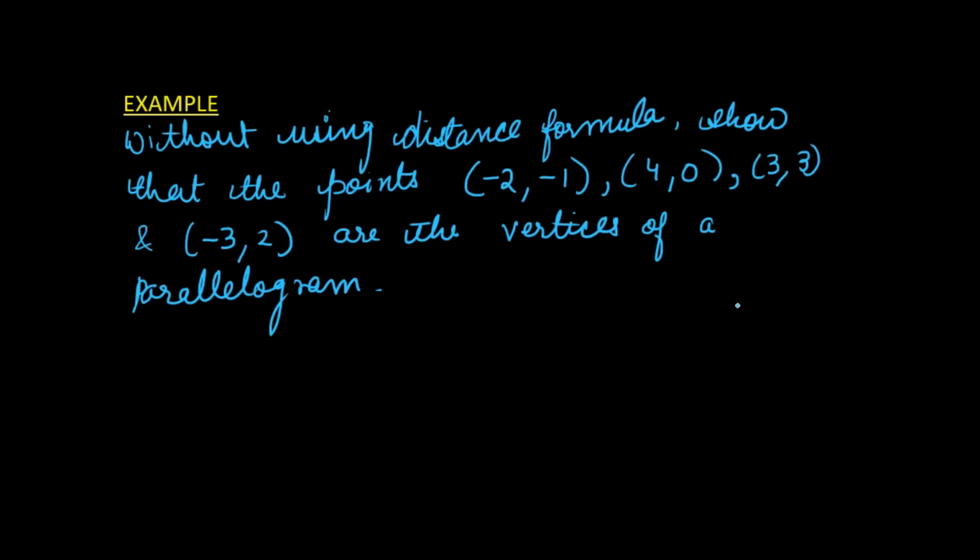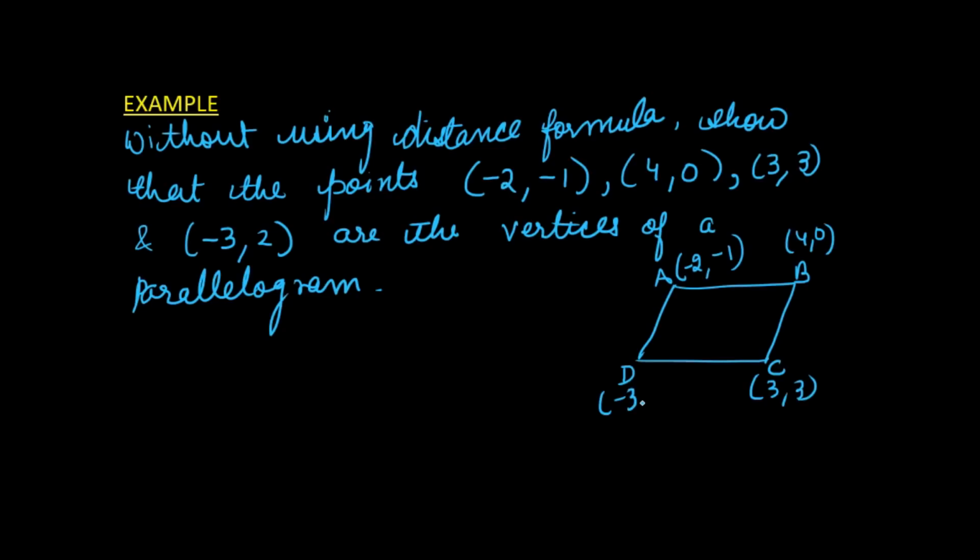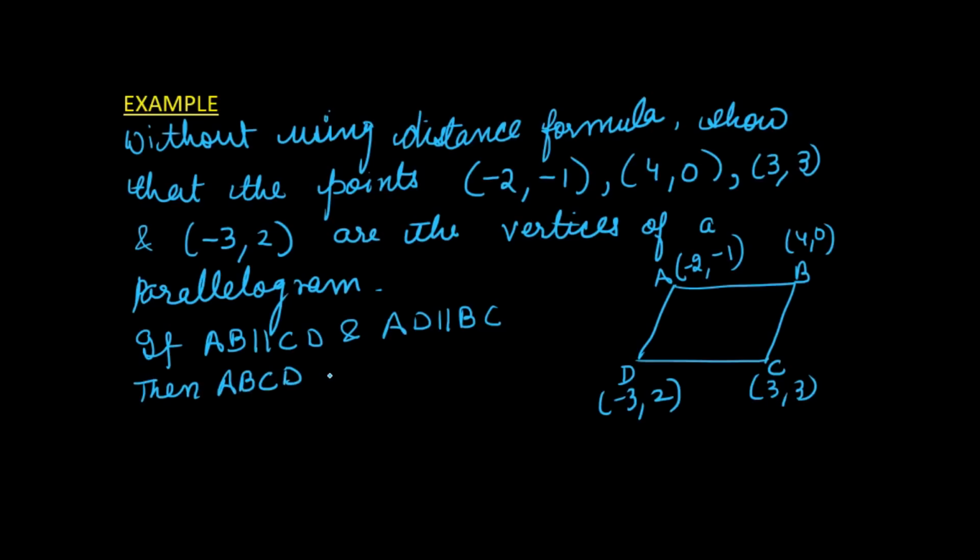Let us draw a parallelogram ABCD and mark the 4 vertices. The coordinates are -2, -1, 4, 0, 3, 3 and -3, 2. Now we don't have to apply distance formula, but we know that if AB is parallel to CD and AD is parallel to BC, then ABCD is a parallelogram, correct? In a parallelogram, both pairs of opposite sides should be parallel. Then it becomes a parallelogram.